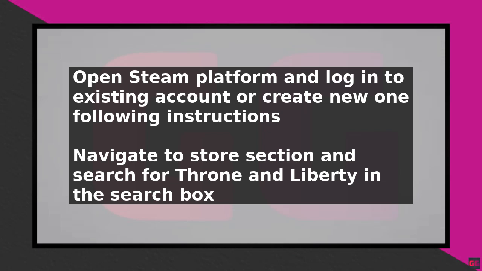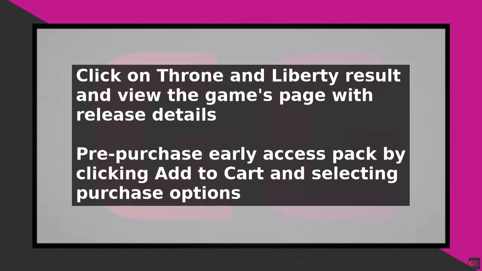Click on the gear icon and select View Unfiltered Search Results, then uncheck the Hide Ignored Items box to find the game. Click on the Throne and Liberty result, and then enter the date of birth for security reasons. View the game's page, where it can be seen that the game is set to be released on September 7th. But an early access pack can be pre-purchased for a fee.